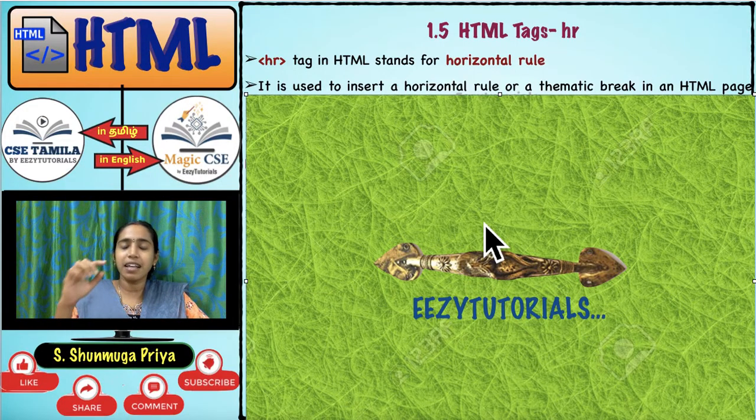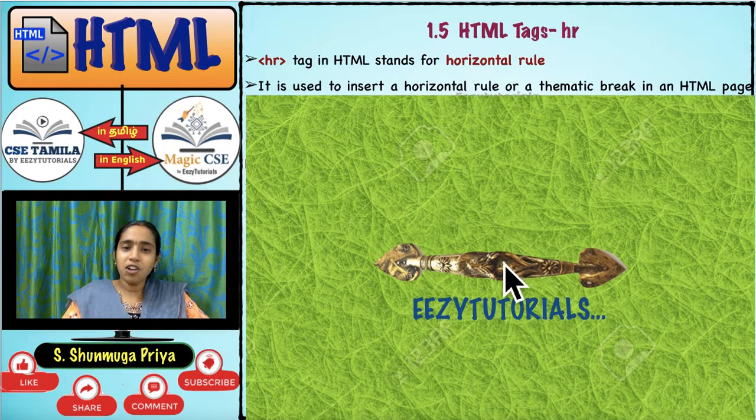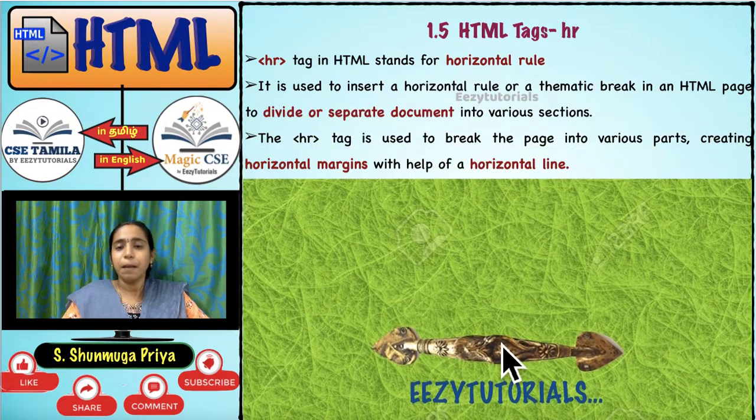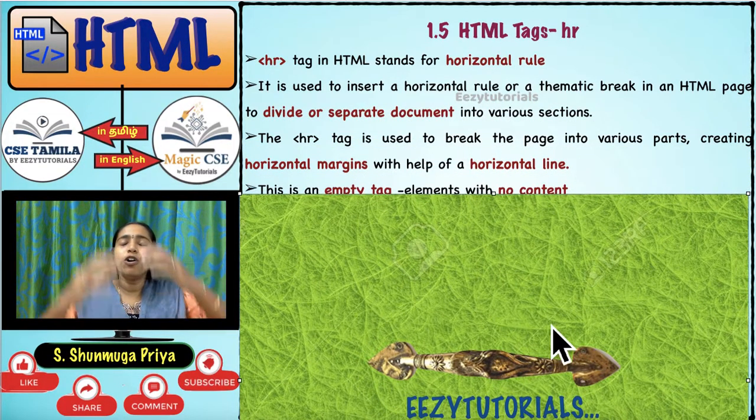HR tag. This tag also does not have any closing tag, only one tag, HR. That's it. It does not have any content, only lines will be created. This is also an empty tag. If you want to divide your web page into sections, or separate your document into various sections, this HR tag will be very useful.